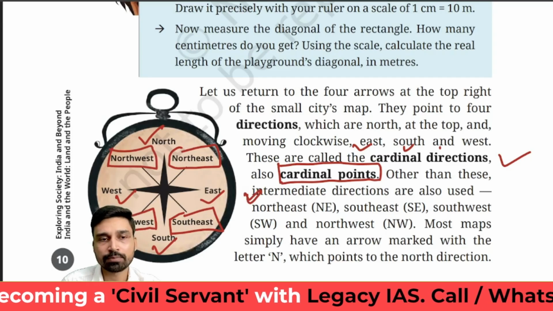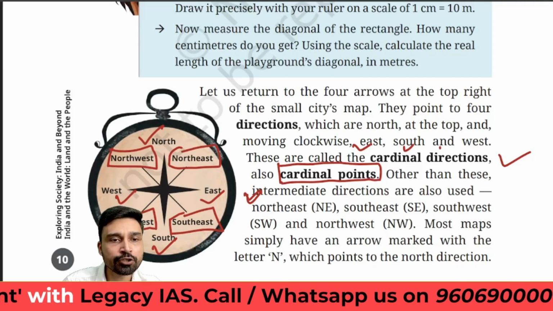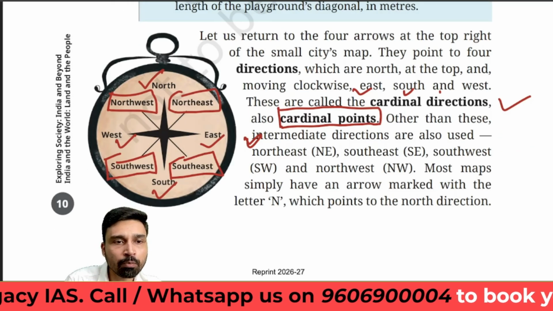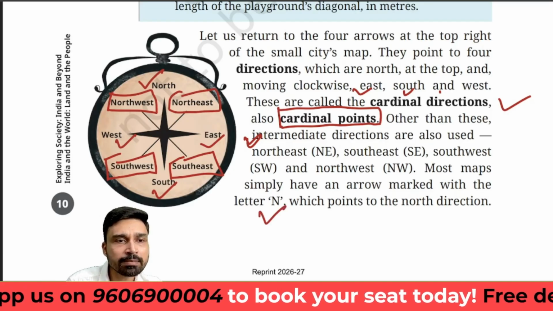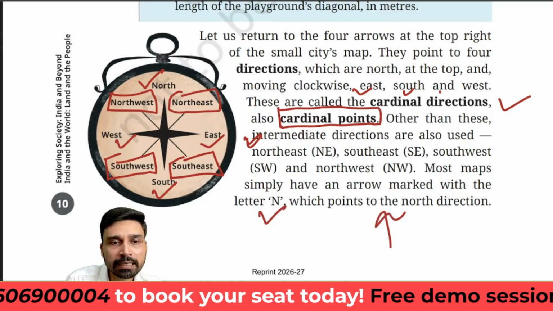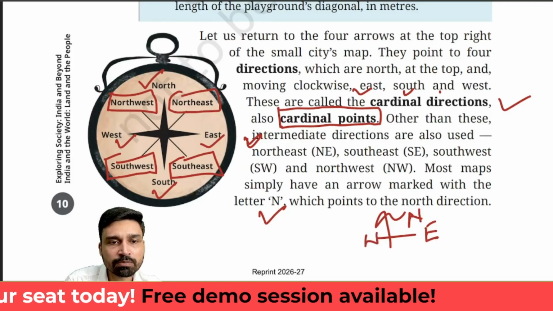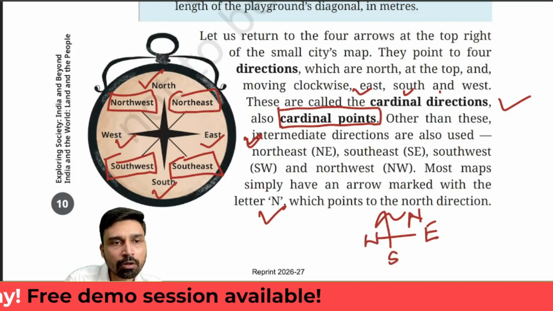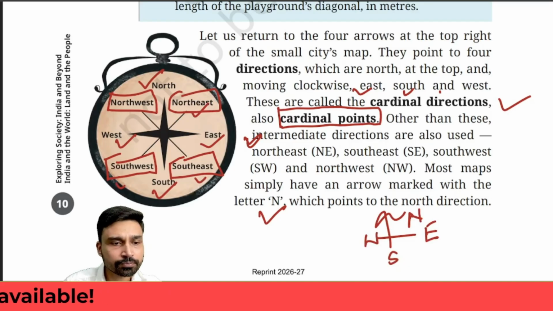And most of the maps that you see in the atlas, whether it is a political map or even sometimes a physical map, generally have an arrow marked with the letter N which points to the direction north. So by looking at the simple arrow N, you'll be able to understand that if this is N, this must be east, this must be west, this must be south, and between them lie all these intermediate directions such as northeast, southeast, southwest, and northwest.